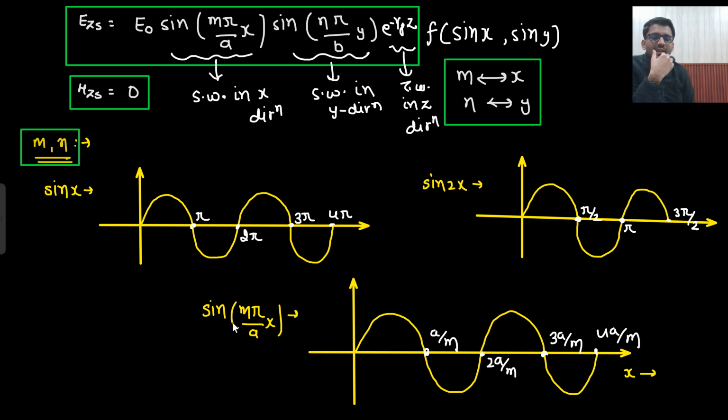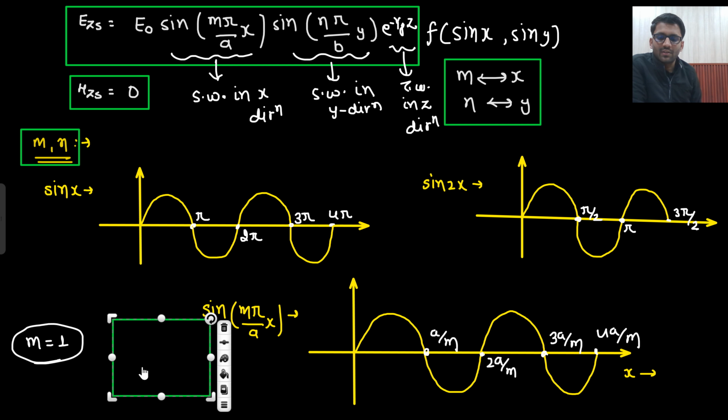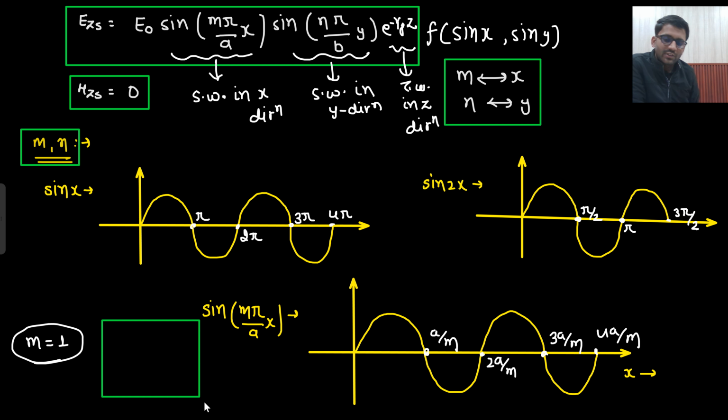So this will be the graph of sin(mπx/a). Now if I say my m value is 1, and I am making my cross section here, the cross section of the waveguide. This is your x equals 0, this is your x equals a. So in the waveguide, what will you get? You will get the standing wave pattern like this, right? In this manner you will get the standing wave pattern.